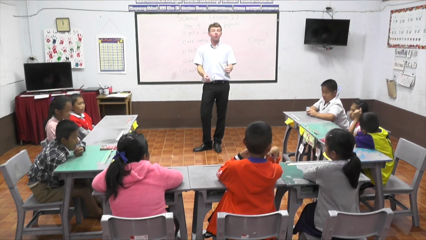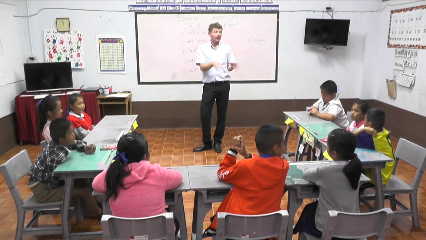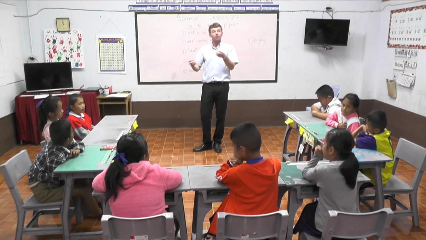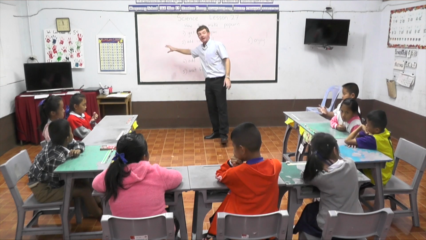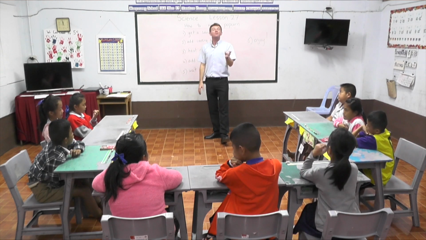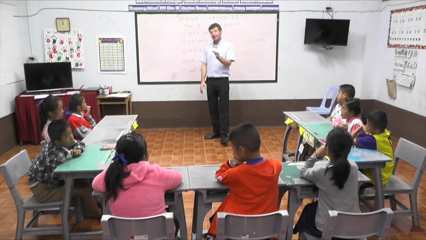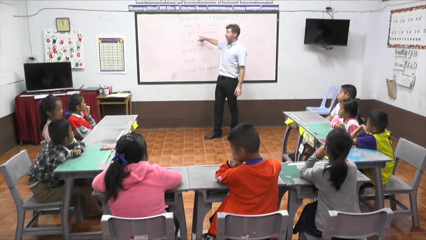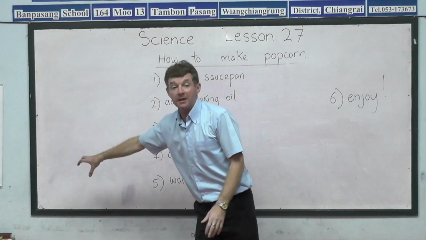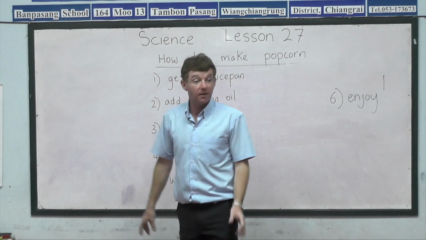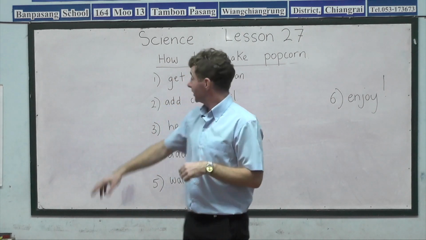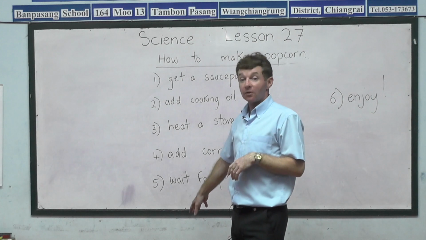What you need to do is give each team a set of flashcards. And what they need to do is they need to come to the board and arrange the flashcards in the correct stages of how to make popcorn. And when they think they're ready, they need to speak the stages too. But first thing, put the pictures in the right order. And then when you think the pictures are correct, teacher will check. And then you can say. Understand, guys?